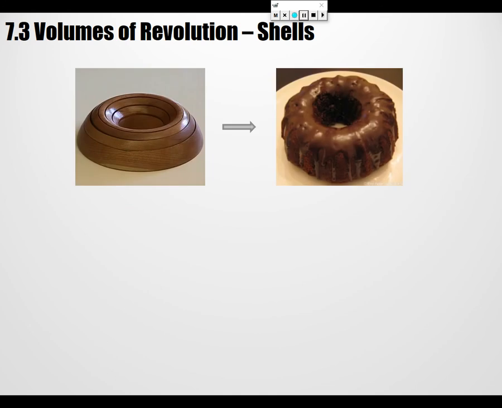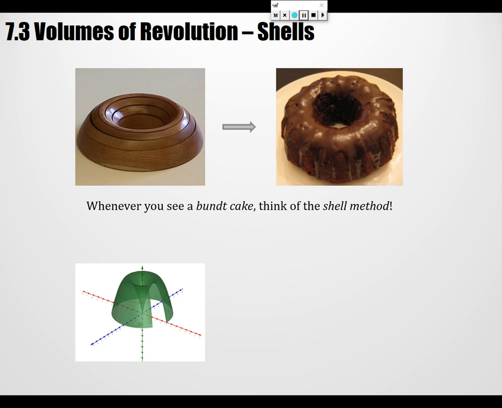The reason there's a bundt cake on the front is because that's what this method looks like. So there you go. Anytime you see a bundt cake or eat one, please think of the shell method. I'll skip the applet, but it lets you do the shell method to spin this around and see it in green.